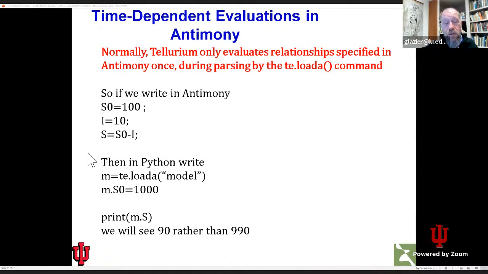Okay, so the other thing that I wanted to talk about is another, you could say, antimony annoyance. And here it really comes back to this idea that antimony is a specification of a set of relationships and not a program. We've seen before that certain things are evaluated sequentially, but that evaluation is done when you do the te.loada of the model. The model is parsed. Whereas things like events are happening at runtime.